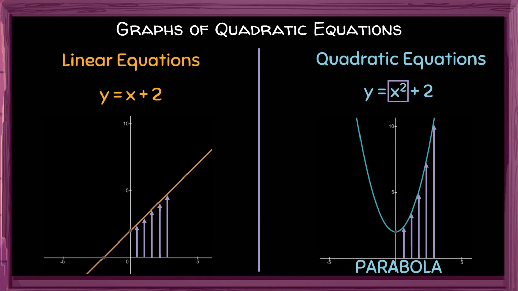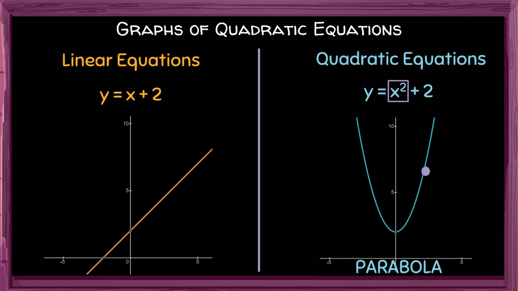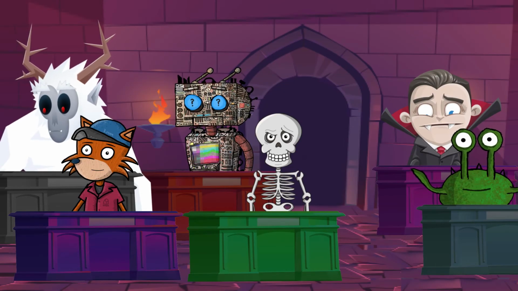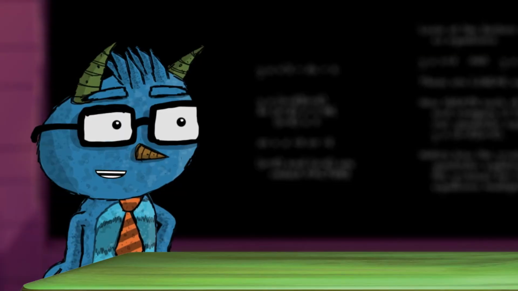Why does a parabola turn around and make this U shape? A line always keeps going in the same direction, but a parabola turns around like this. How does the x squared in a quadratic equation make it do this? I'll give you a hint.